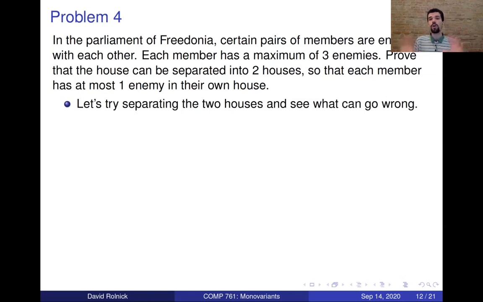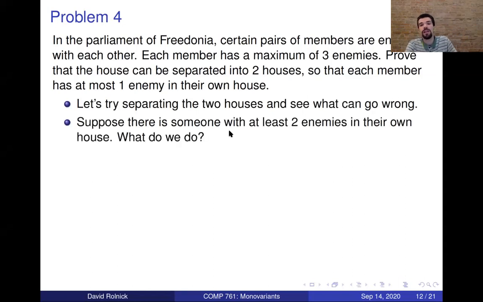Yes, let's try, what could go wrong? Suppose you just randomly separated it into 2 houses. What's the problem? I mean, clearly a random partition is not going to work. You could have even 3 enemies in your house if random. Certainly, suppose that there's somebody with at least 2 enemies in their own house. You've messed up. This partition didn't work. What do we do?